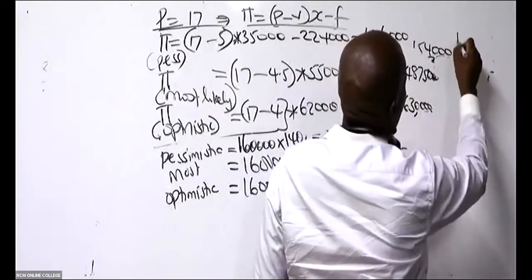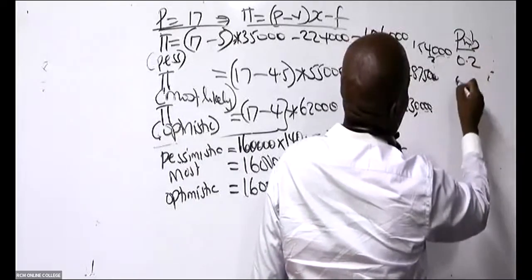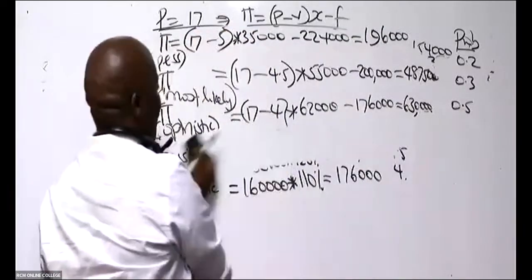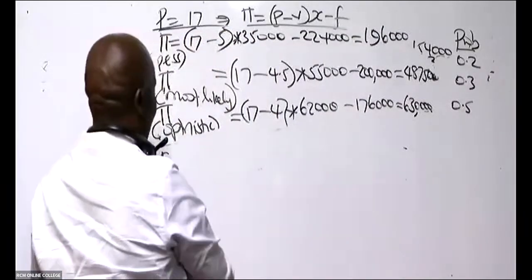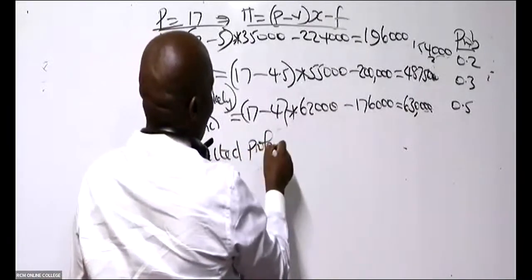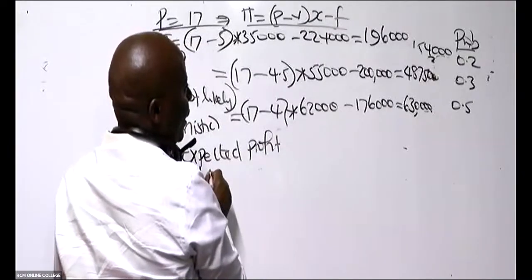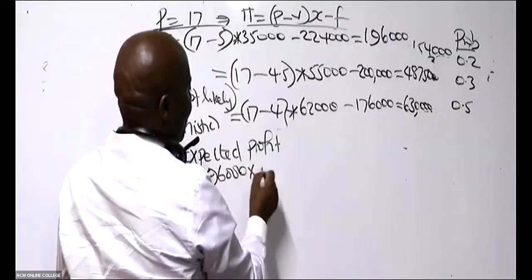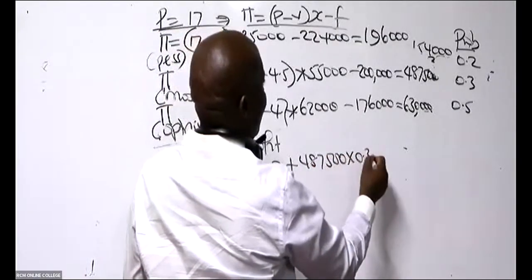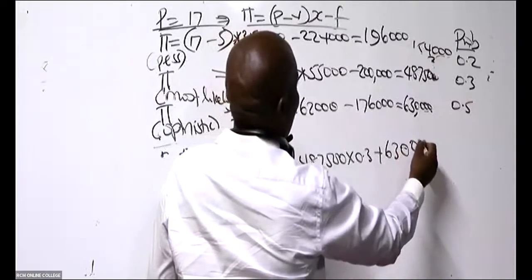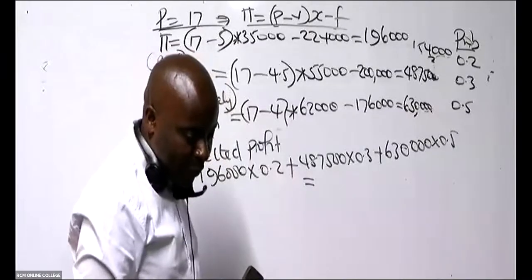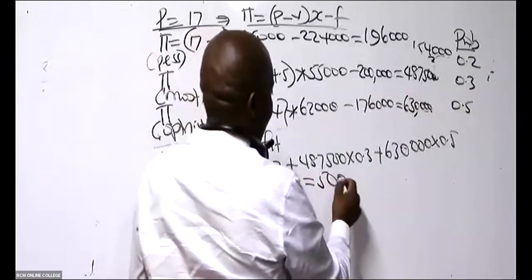So remember, our probabilities for the three environments stand at 0.2, 0.3, and 0.5. So then we can very easily give our examiner the expected profit. We are taking 196,000 times 0.2 plus 487,500 times 0.3 plus 630,000 times 0.5, which gives us what figure at the end of the day?